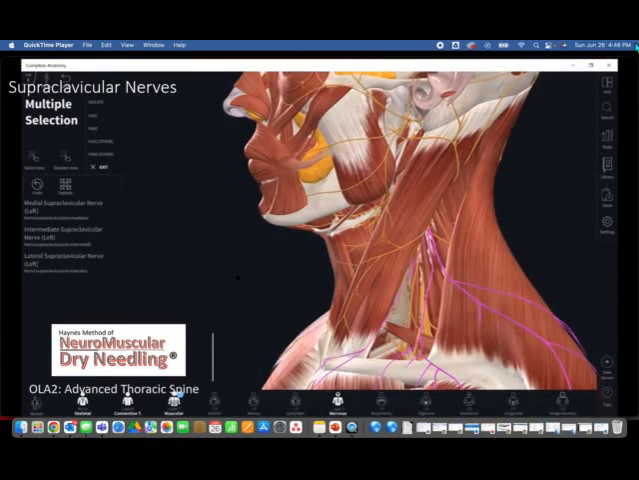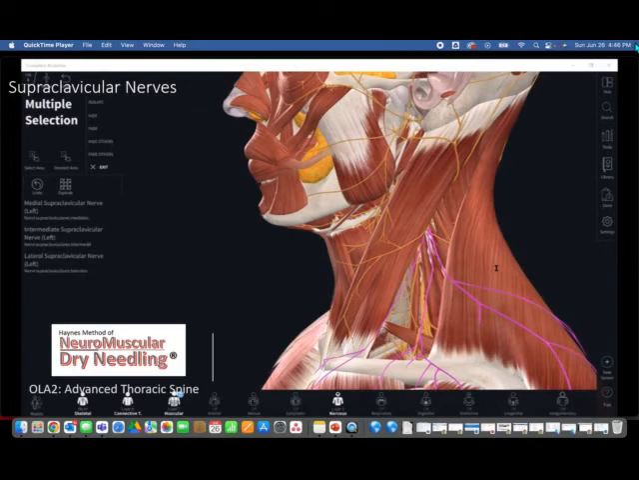Dry needling for the supraclavicular nerves. The supraclavicular nerves are three groups of nerves that arise from C3, C4 nerves via the cervical plexus, and they provide sensory innervation of the skin above and below the clavicle. Once they pass through the platysma, the fibers arrange into medial, intermediate, and lateral. It also innervates part of the sternoclavicular joint.